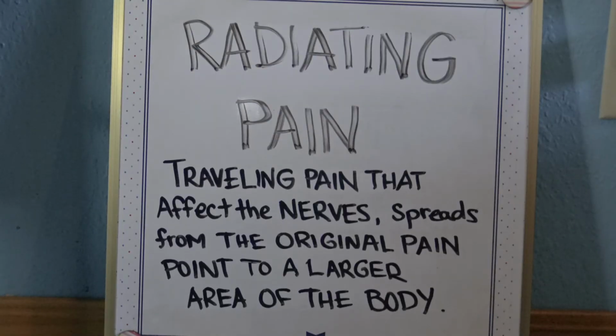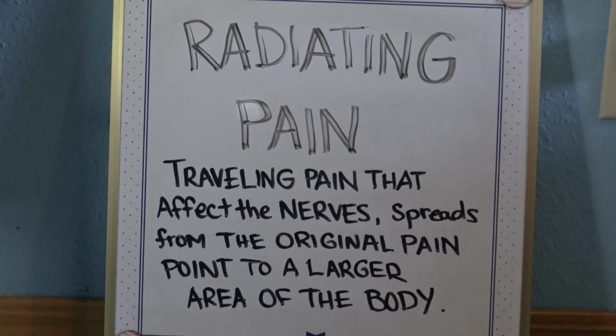Radiating pain is caused by medical conditions that affect the nerves in your body. This results in traveling pain that spreads from the original pain point to a larger area of the body. Conditions that may trigger radiating pain are those that punch or pull on a nerve, such as a herniated or bulging disc.